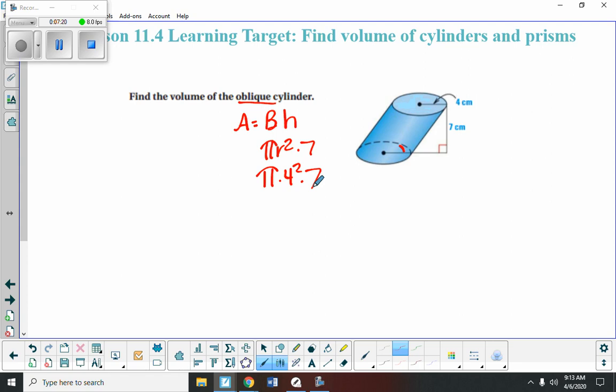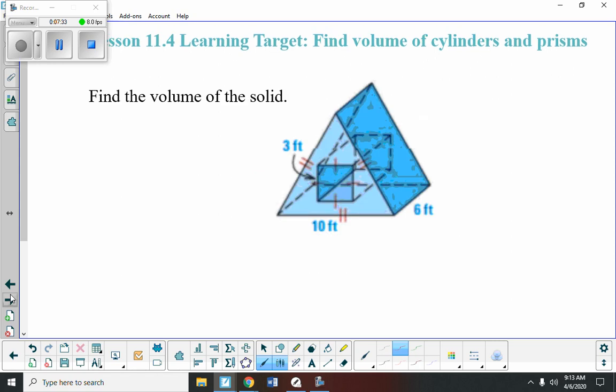Which is 16. You get 351.9 approximately, and that would be centimeters cubed. Okay, next, find the volume of the solid. Now this one's interesting because we have a triangular prism, because notice you have a triangle here.